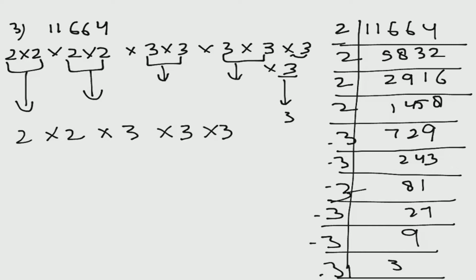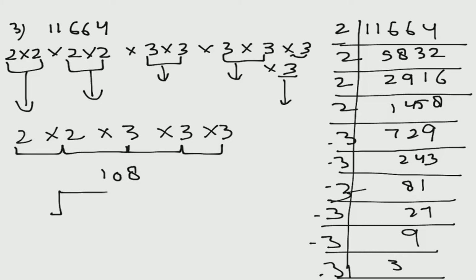Now we will multiply all these numbers. So 4 times 3 is 12, 12 times 3 is 36, and 36 times 3 is 108. So it means the square root of 11664 will be 108.